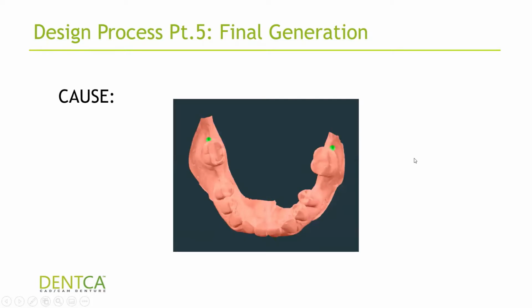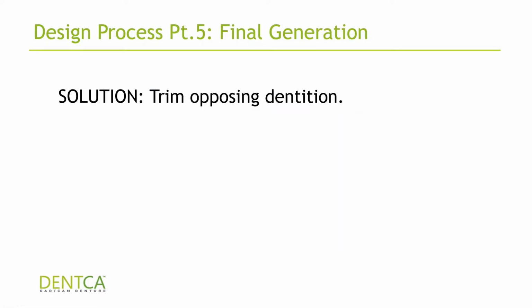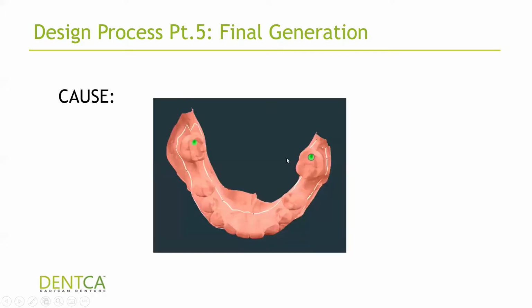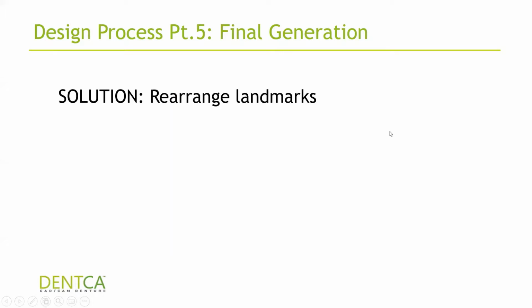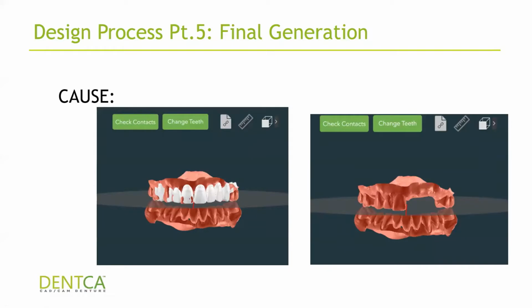And then one other cause is basically the trim of the opposing dentition. If the opposing dentition is not trimmed, you could also get an error because the software is trying to determine how much of its teeth to alleviate, but it's not trimmed, so it's triggering an error. So always make sure you're trimming the opposing dentition on single arches. Also, if the landmarks are in the occlusal section, like I mentioned, you could get an error.